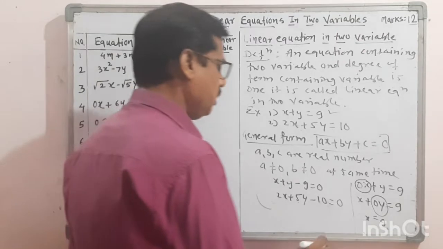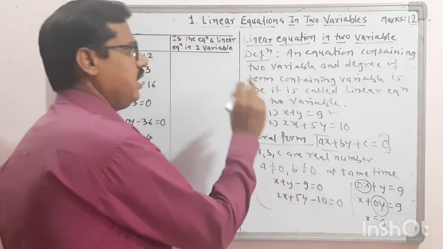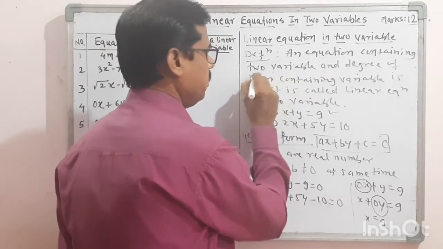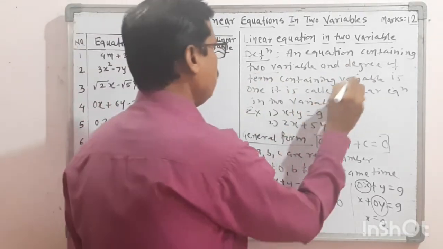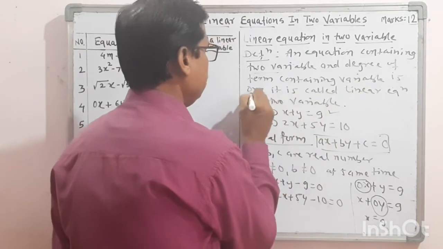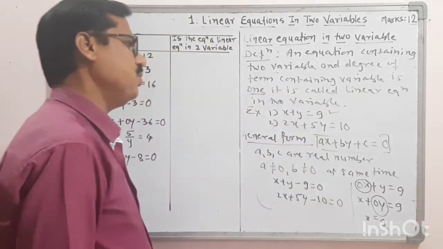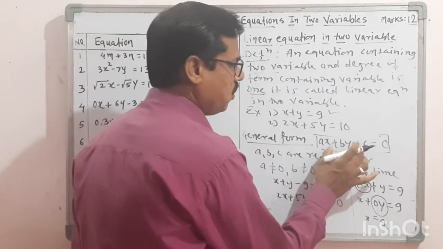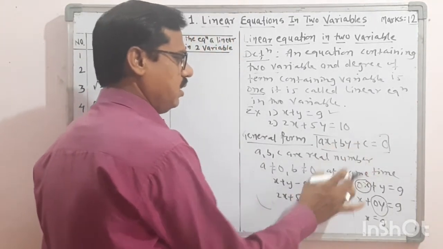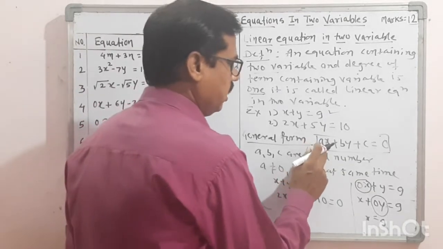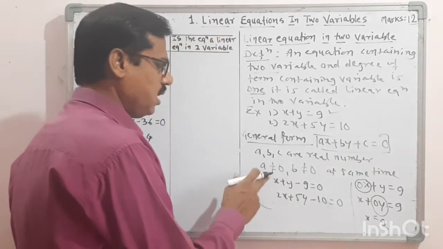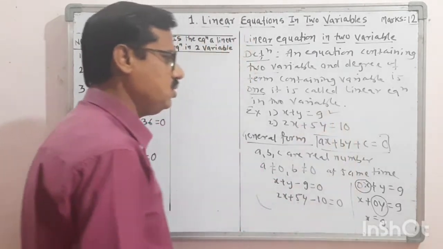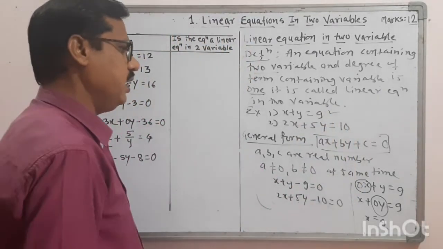Therefore we understood what a linear equation in two variables is: an equation containing two variables, where the degree of each term containing a variable is 1. And this is the general form of the linear equation in two variables. Here a, b, c are real numbers, but what are the conditions? a is not equal to 0, b is not equal to 0. If c is equal to 0, then that is also a linear equation in two variables.